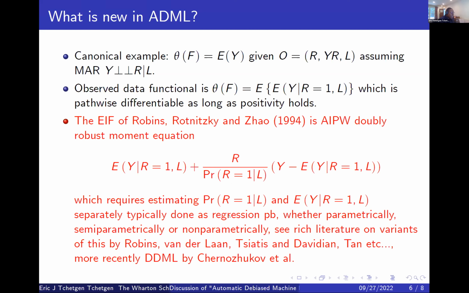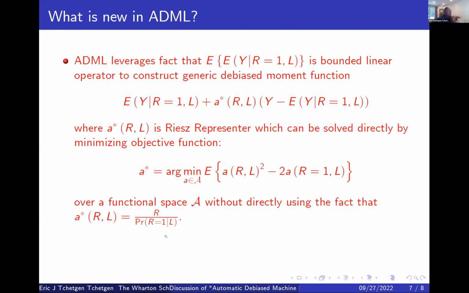This has traditionally been done by treating them as regression problems, and whether one uses parametric, semi-parametric, or more flexible methods, there's a rich literature on variants of this from Robins, van der Laan, Tsiatis, Davidian, Tan, and many others that I'm not mentioning here, and most recently by Chernozhukov in the DDML framework. So it's a great tradition.